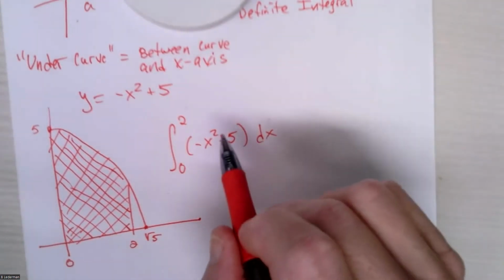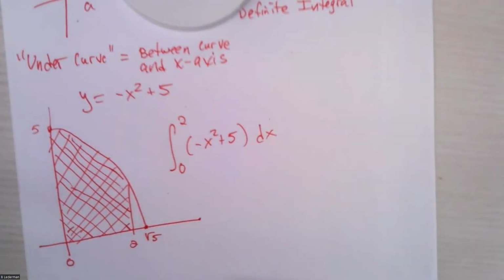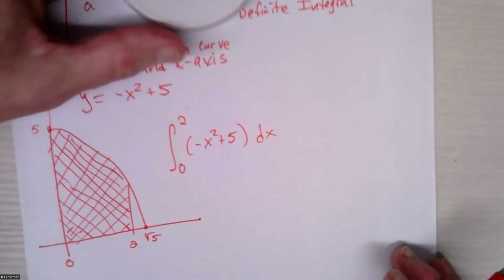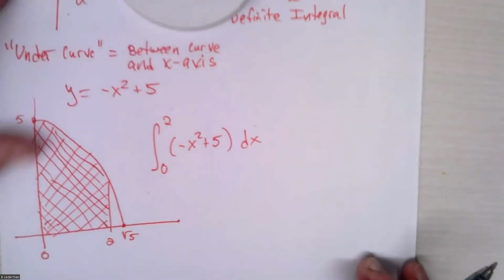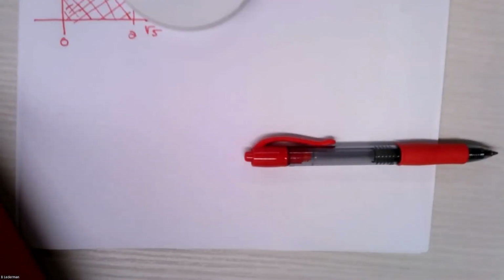And when I say under, I mean between the curve and the x-axis, because under could go all the way down forever. But we're talking about just this much. Okay, so let's see how we'd attack this. I'm going to draw.